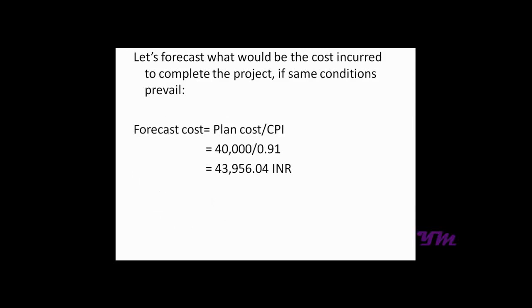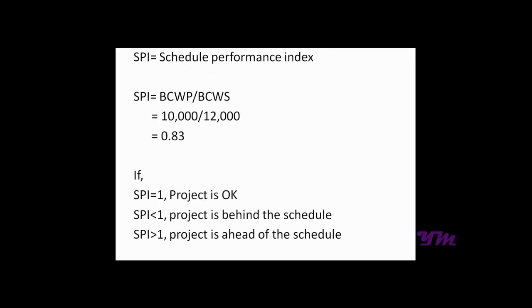So now let's forecast at what cost the project would be completed. To forecast the cost, we have a formula. Forecast cost is equal to planned cost upon CPI. So that is 40,000 upon 0.91. It's approximately equal to 44,000, thereby reducing our profit margin from 5,000 to 1,000.